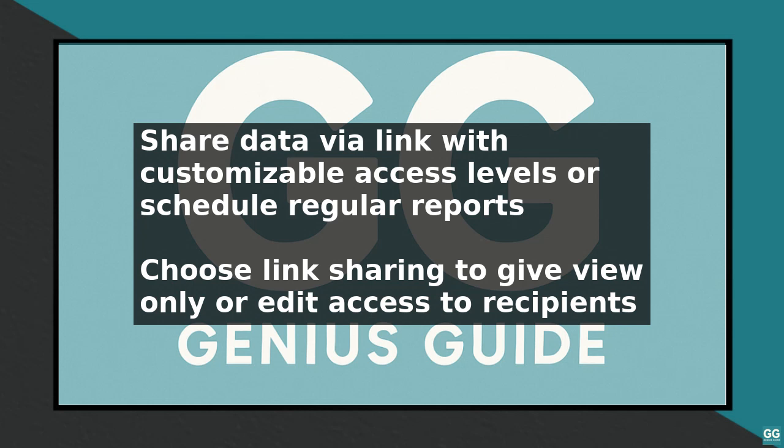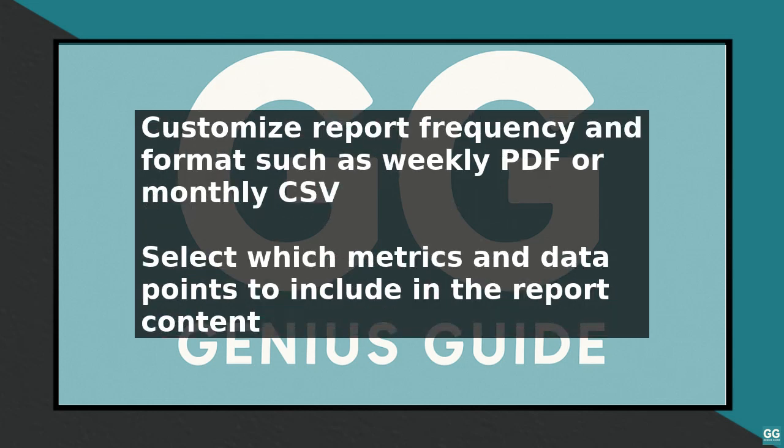If you prefer to schedule a regular report, you can choose the frequency and format of the report. For example, you can choose to send a weekly PDF report or a monthly CSV report. You can also customize the content of the report, selecting which metrics and data points to include. Once you have set up the report, click Save and the report will be sent to the designated recipients on the scheduled date.